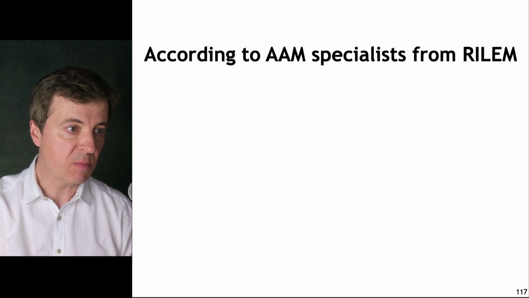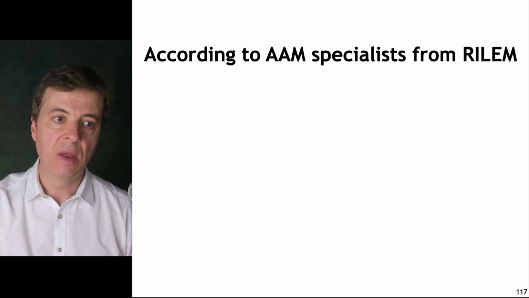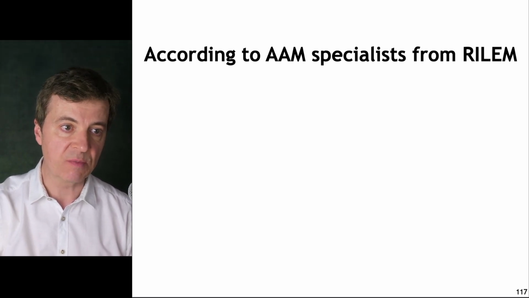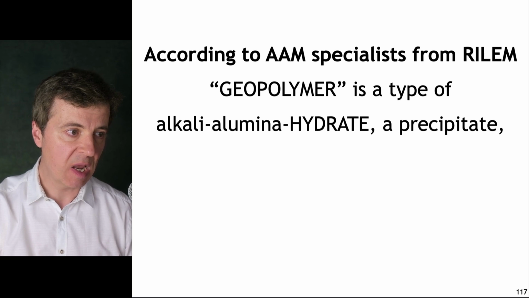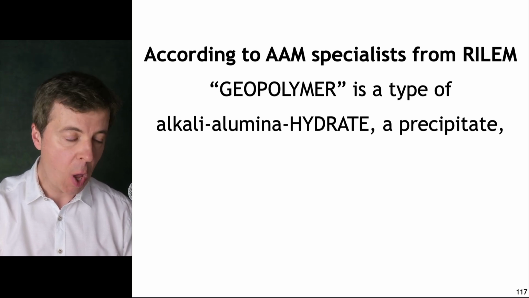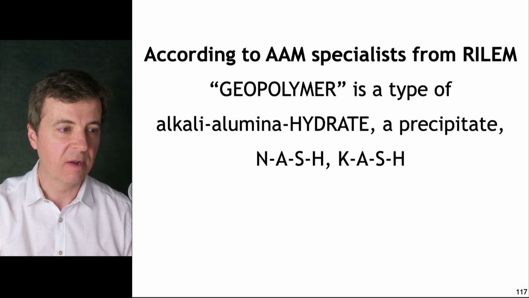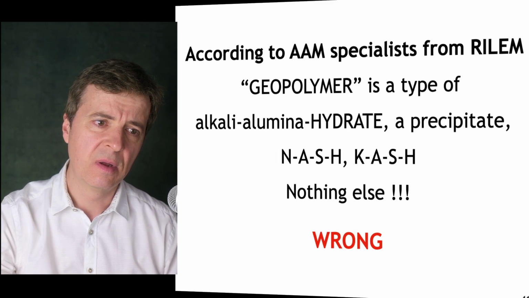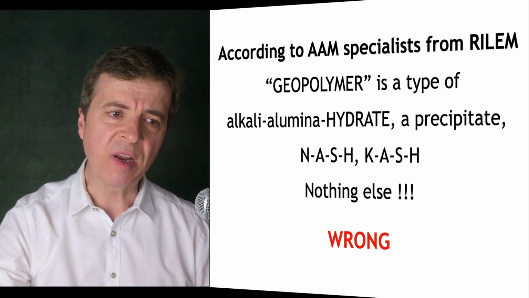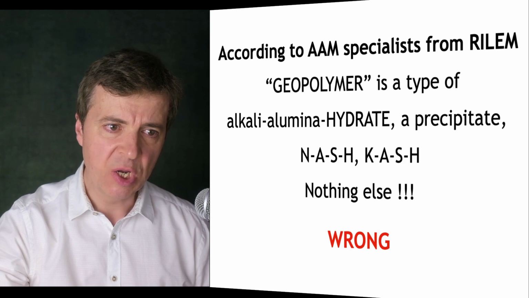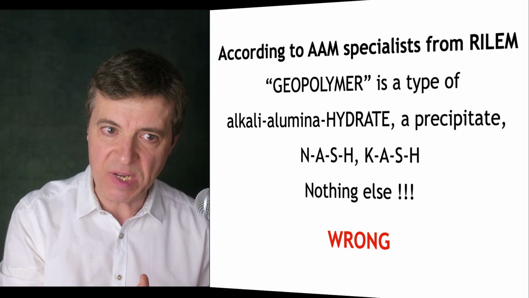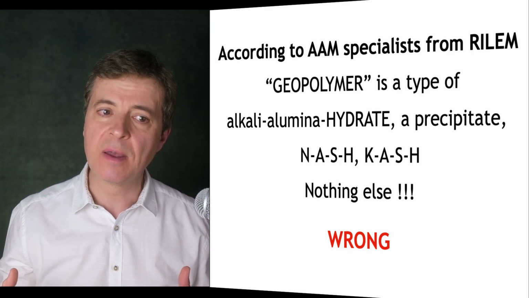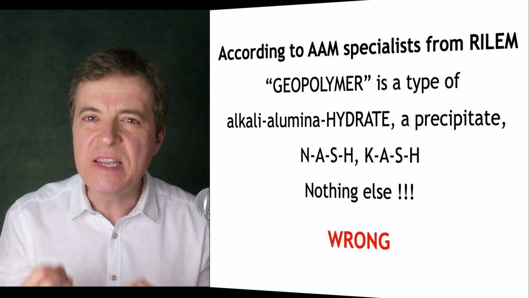According to alkali activated materials specialists from RILEM, the International Union of Laboratories and Experts in Construction Materials, geopolymer is a type of alkali alumina hydrate, a precipitate. NASH, KASH, nothing else. Wrong. It is confusing when someone claims that a mineral polymer shares similarities with a mineral hydrate or a mineral precipitate, pretending that they are all the same thing. This is a significant mistake.